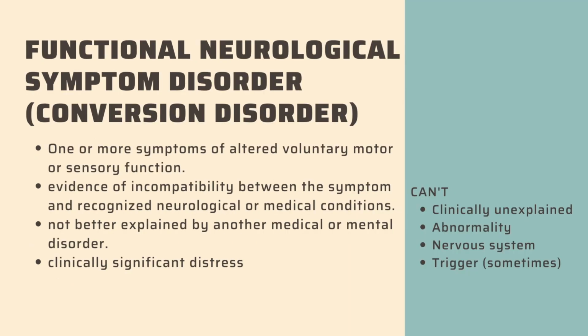The next stop on our tour of somatoform disorders is conversion disorder, which also goes by the name functional neurologic disorder. You can remember the core features of this diagnosis by thinking of it as "can't-version" disorder, which should help you remember that it involves a clinically unexplained medical abnormality, specifically involving the nervous system, that's sometimes but not always brought on by stressful triggers.